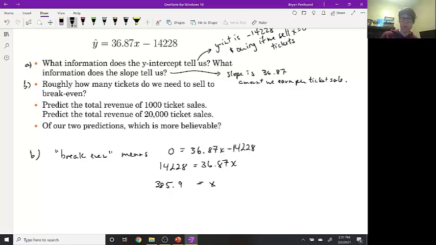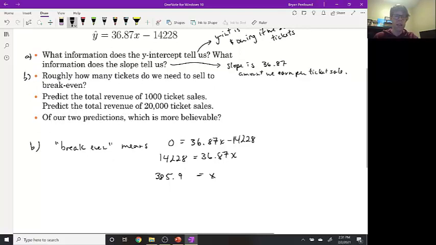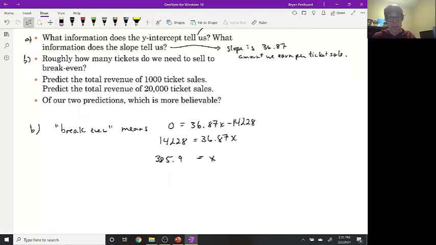Okay, and remember X represents the number of tickets that we sell. So in this instance, we're going to need to sell about 386 tickets in order for us to break even and not run a deficit.